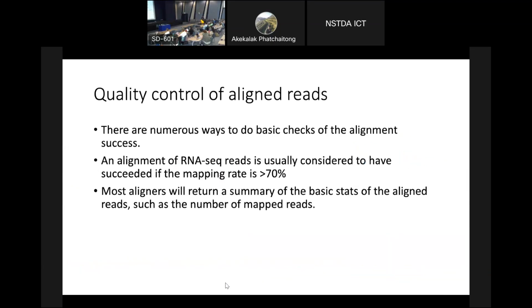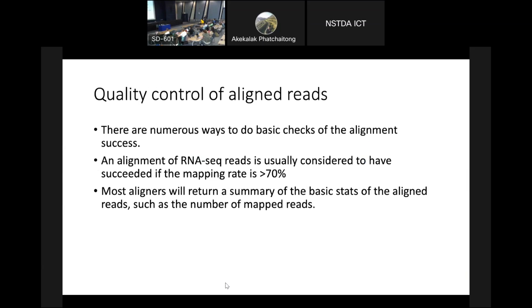Okay, moving on. We have done the alignment. Now we want to do quality control of the aligned reads, just to make sure that the alignment was done well. There are numerous ways to do basic checks of alignment success. Alignment of RNA-seq reads is usually considered successful if the mapping is more than 70%. And most aligners will actually give you some sort of summary report for you to evaluate how good the alignment is.